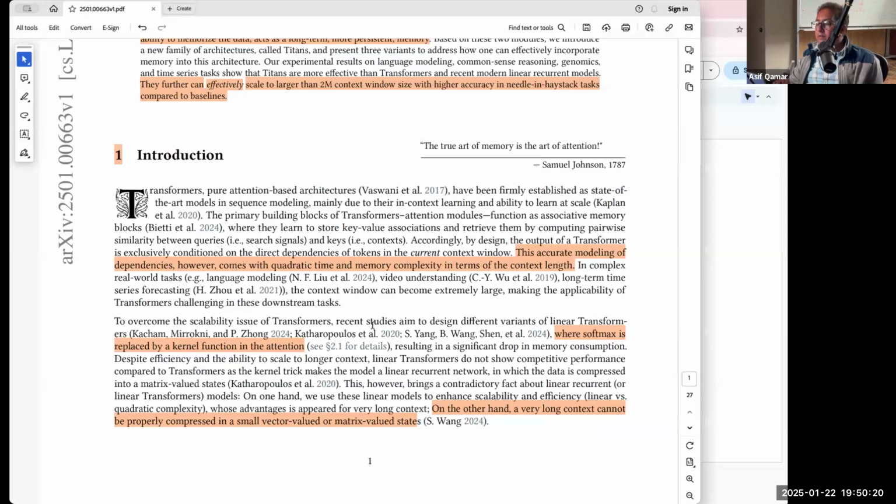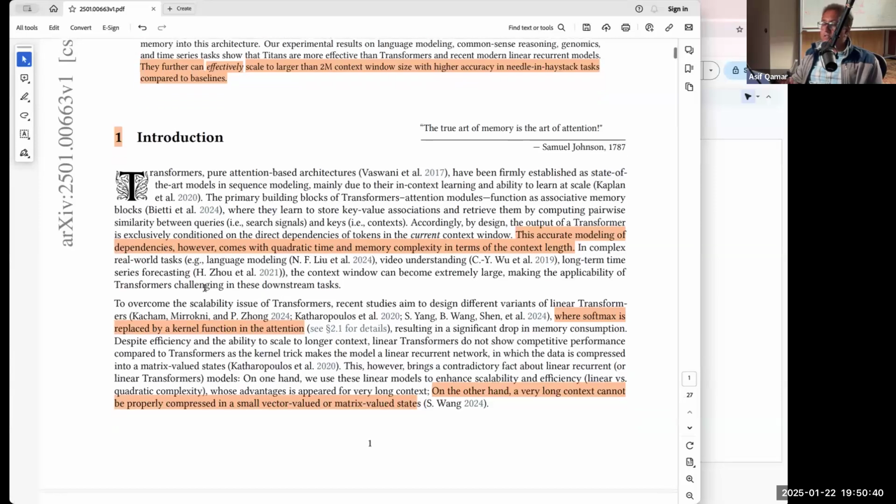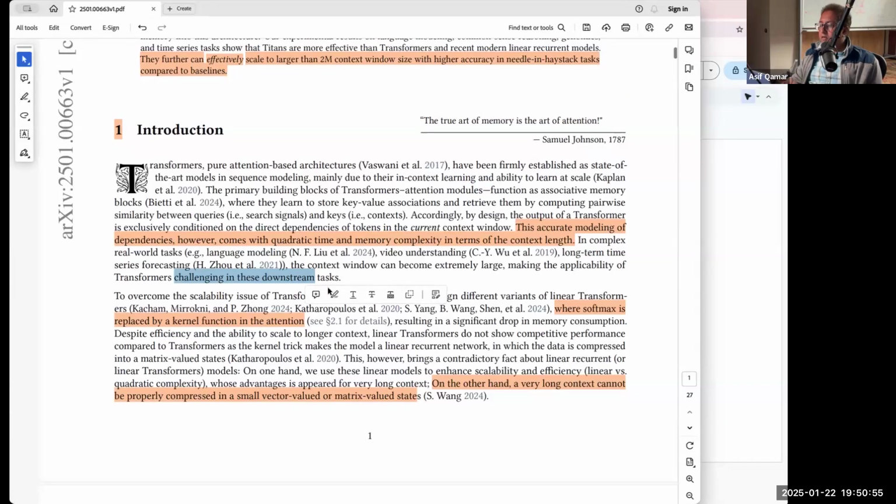The idea behind the paper is to find out what are the different ways in which we can remove the limitations. So here it says the accurate modeling of dependence, however, comes with quadratic time and memory complexity in terms of the context length. I think now we all understand why this paper mentions that. In complex real-world tasks, such as video understanding and long-term time series forecasting, the context window can become extremely large, making transformers a challenge in this task. I think we got that by now.